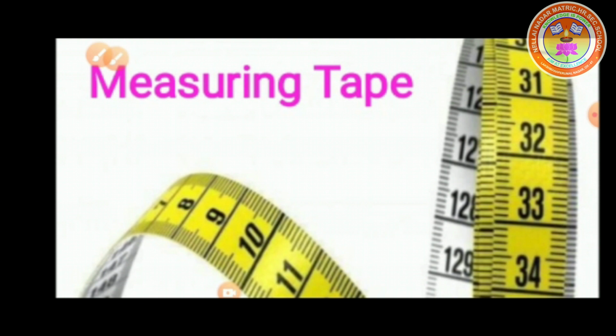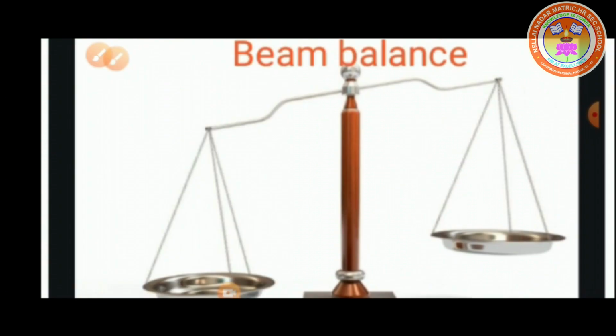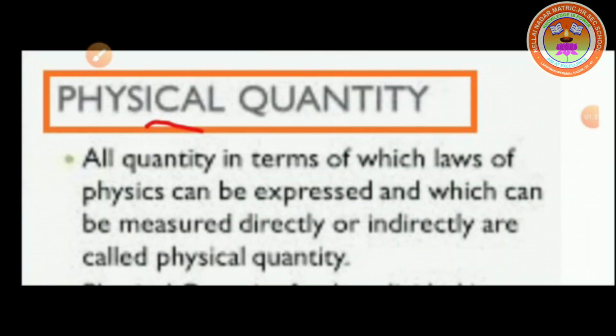We are measuring length. And see the third figure, it's a beam balance. Already you know the use of the beam balance, isn't it? It is used to measure the mass of an object. We also say the weight of an object. So, using these figures, what are we trying to measure? We are trying to measure physical quantities only.